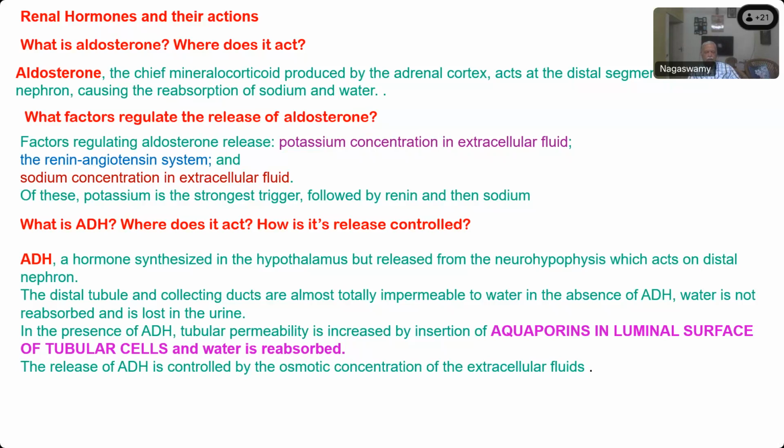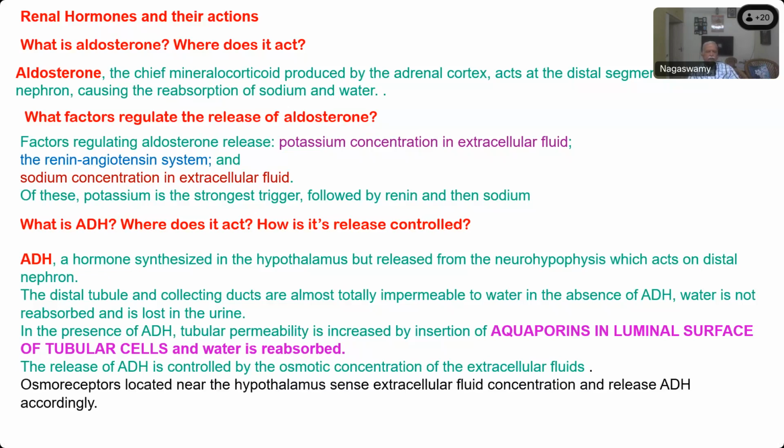So more ADH will be released when you are dehydrated. On the contrary, if you are drinking too much water and you are having excess load, then ADH release will be suppressed, so that more urine will be formed. Okay. So dehydration, more ADH; overhydration, less ADH. Remember it that way. So osmoreceptors located near the hypothalamus sense the extracellular fluid concentration and release ADH accordingly.